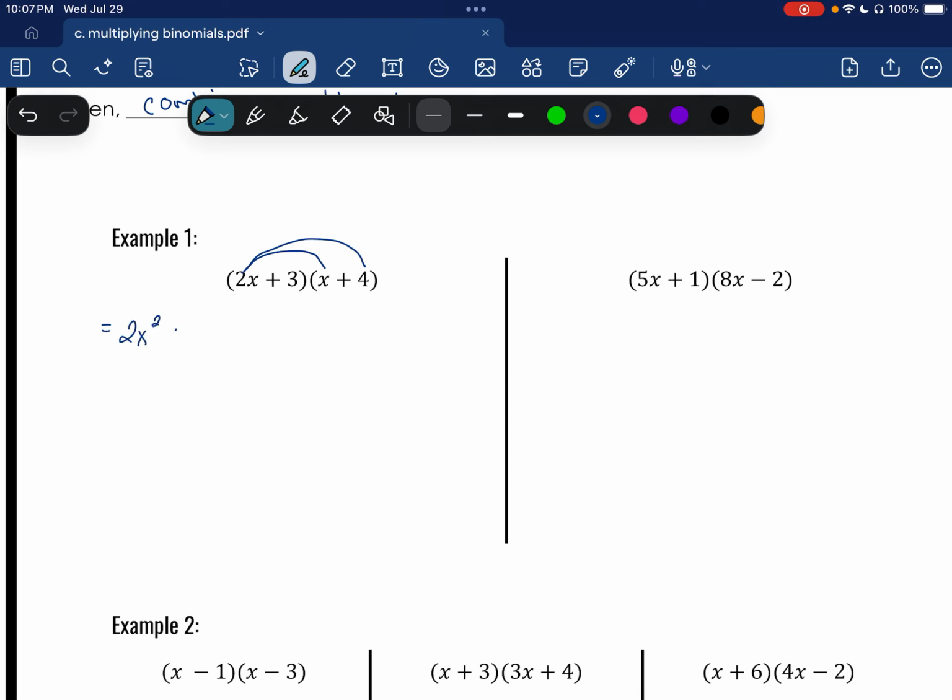Alright, now I'm going to switch colors here. I'm going to take 3 and I'm going to distribute that into this binomial x plus 4. So I've got here plus 3x plus 12.